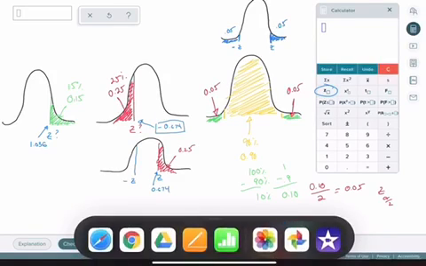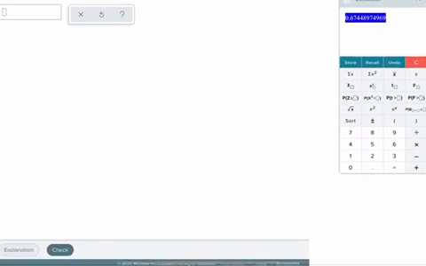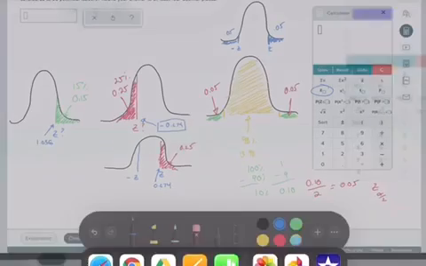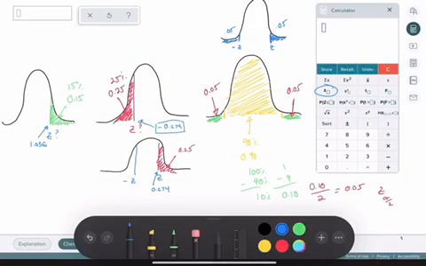So we go back to the calculator and hit Z of 0.05 equals, and that is 1.645. So my Z here should be 1.645, and this should be negative 1.645, and those would be the two Z-scores that match up with the 90% in the middle.